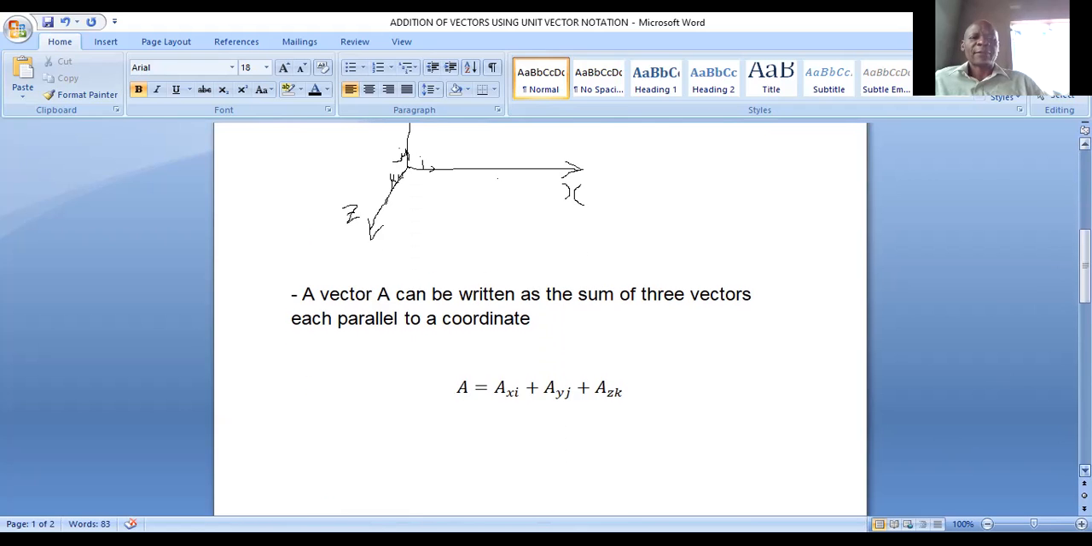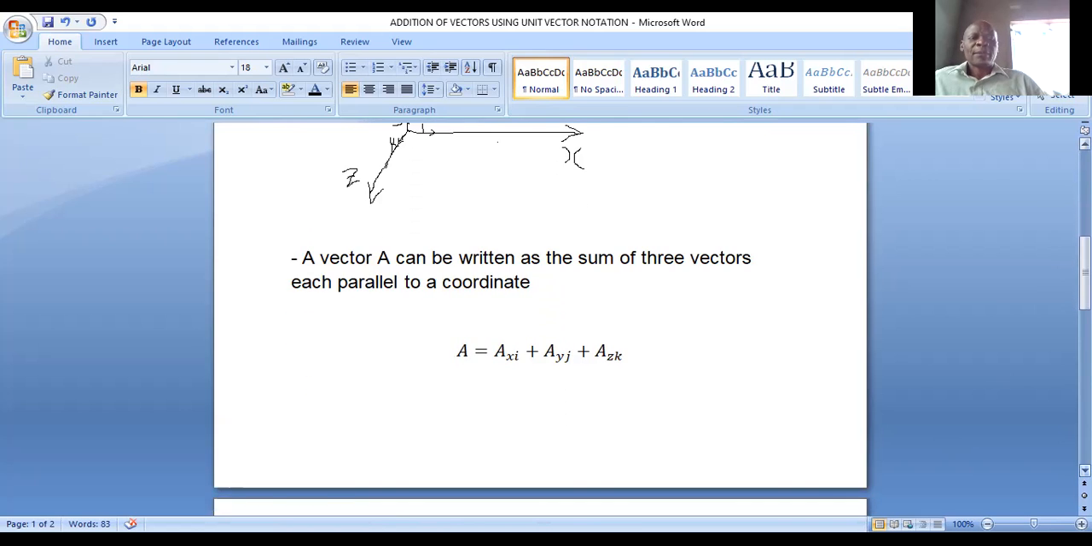So how do we represent a vector in unit notation? A vector can be written as the sum of 3 vectors, each parallel to the coordinate axes. For example, we have a vector A which has a representation of the vector in the x, y, and z. And so this is how we present a vector in unit vector notation.